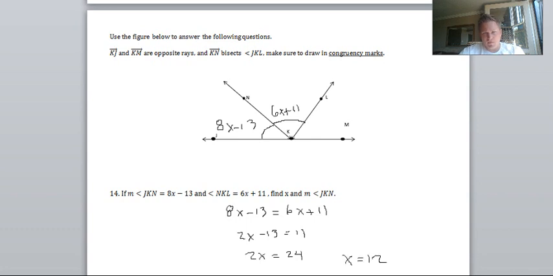Now I've got to be careful because it told me to find x and also find what JKN was. So we're going to plug a 12 back in. It's going to be 8 times 12 minus 13, and this is going to give me 83. So I have angle JKN equals 83, and we're also looking for x. Those would be my two answers that I have right there.